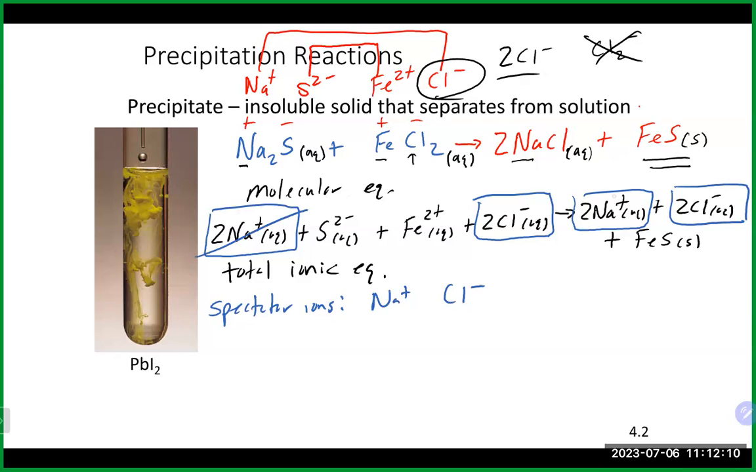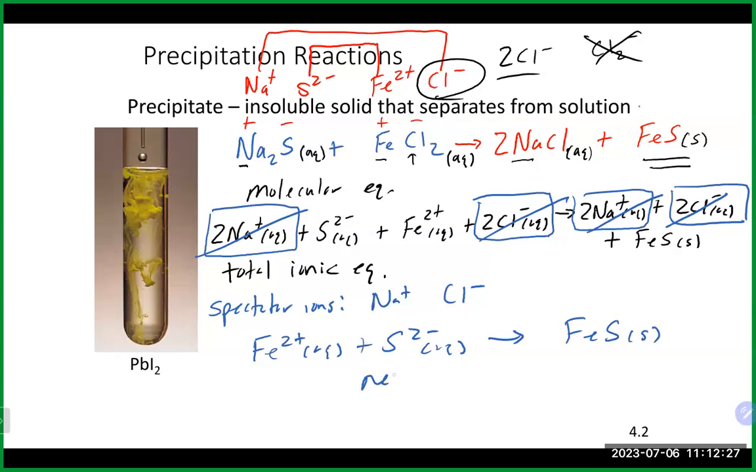Getting rid of our spectator ions will leave us our net ionic equation, and our net ionic equation is the iron is going to find the sulfide, and it will make FeS, which would be our solid, and it is net ionic.